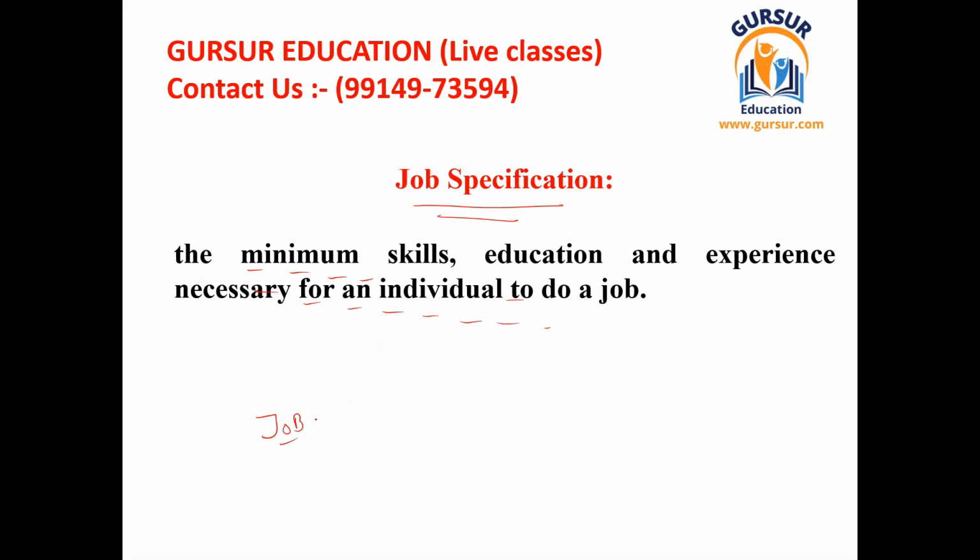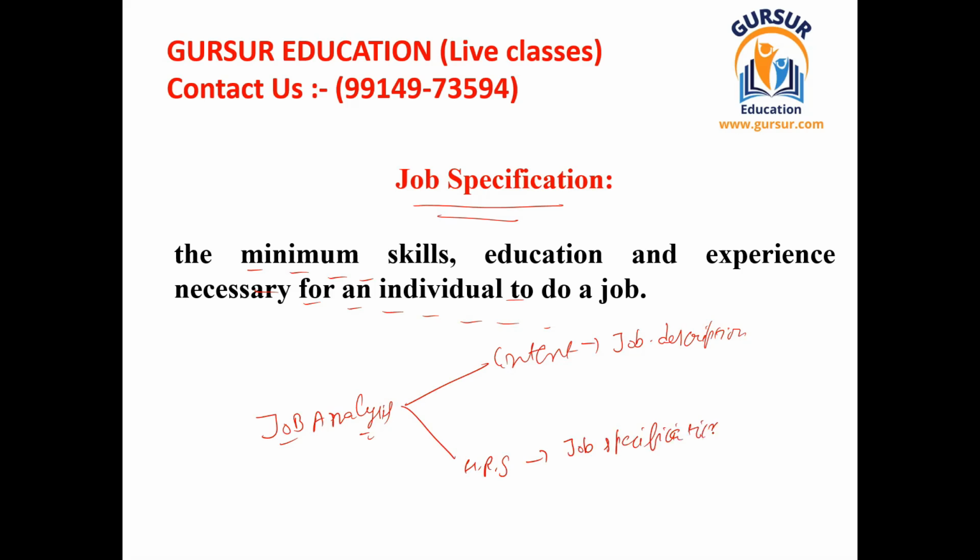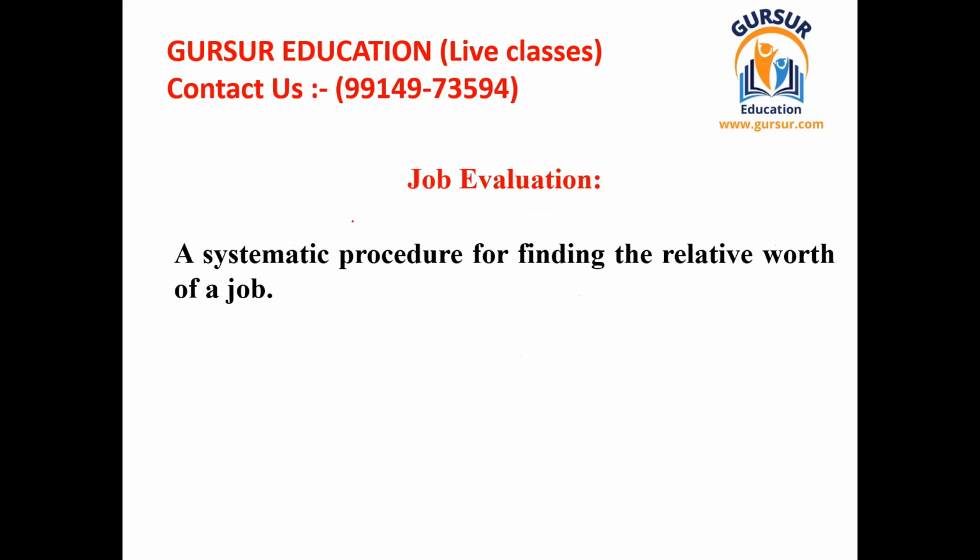So simply we can say that the job analysis is the sum of 2 things. First is content required, and the second one is human resources specification required. Content ultimately becomes your job description, and human resources specification becomes your job specification. So in this way, you can get to know that the bifurcation of job analysis can be done into two parts. Now, the next terminology is job evaluation, evaluating the job and finding its relative worth for the company.